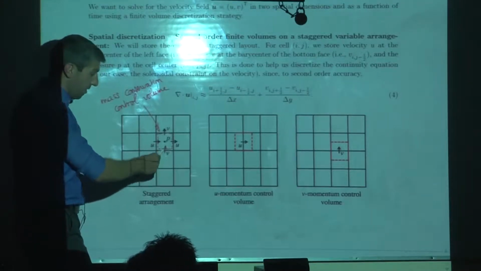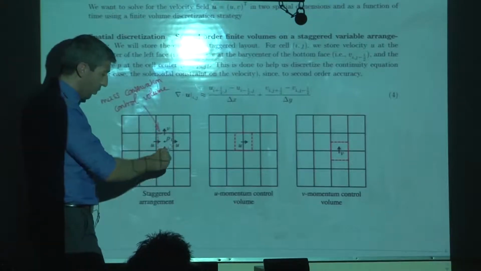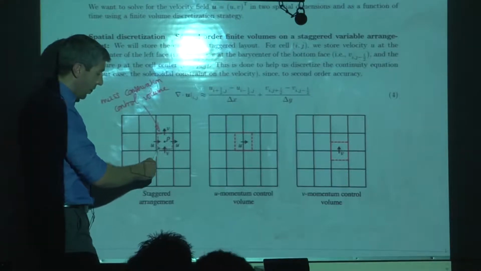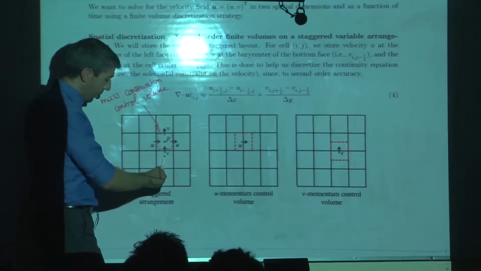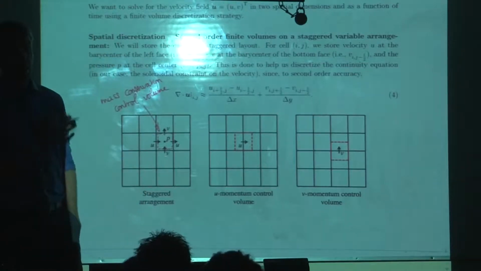times the face area if you want. So if you want to think about it from a finite volume perspective, you're going to take this velocity times this area minus this velocity times this area plus this velocity times this area minus this velocity times this area, and divide by the volume of the cell. That's the finite volume perspective.